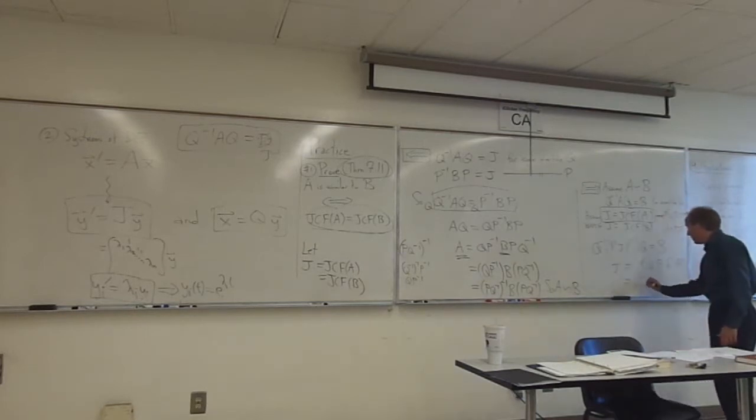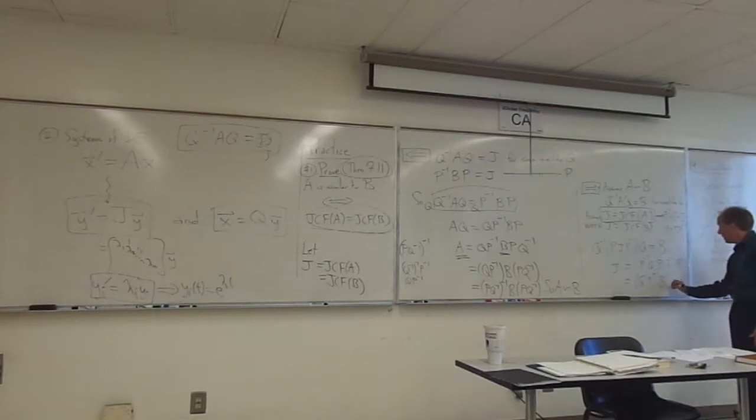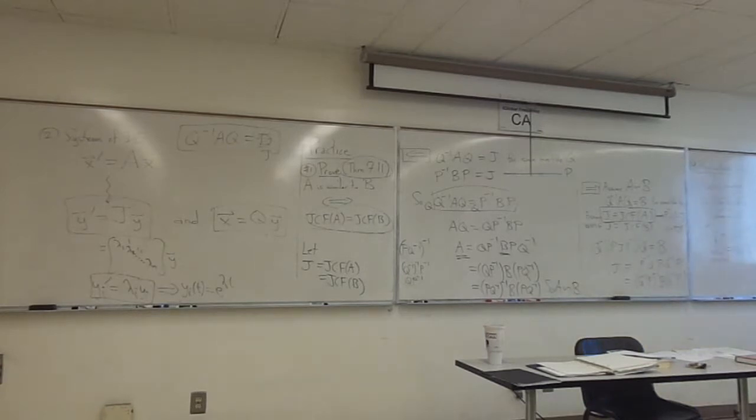This is just Q inverse P inverse times B times Q inverse P. So it's something inverse times B times something equals J. So that proves that the Jordan canonical form of B is equal to J. Everybody okay with that?